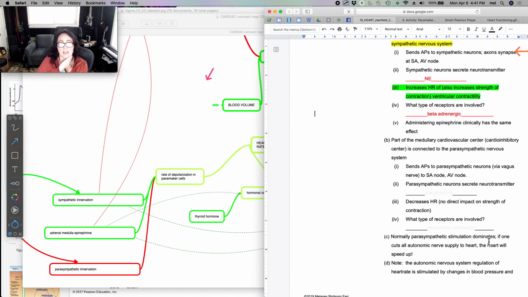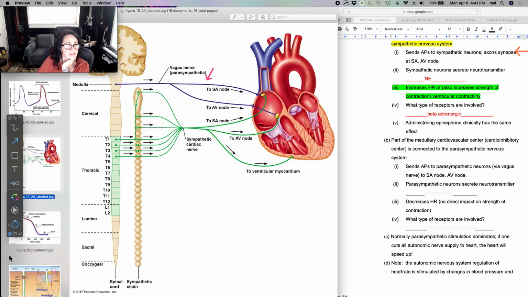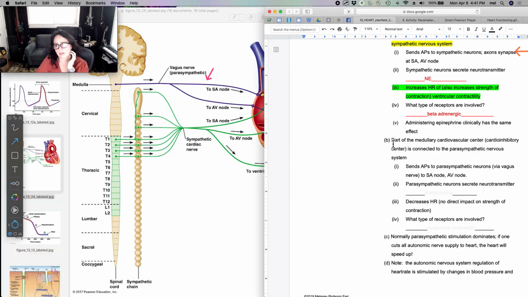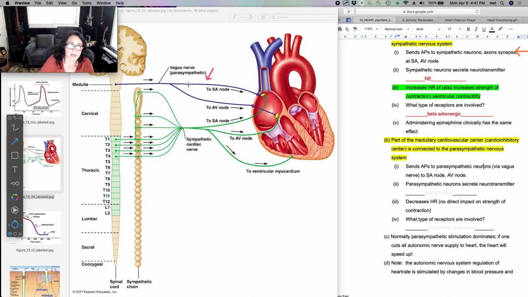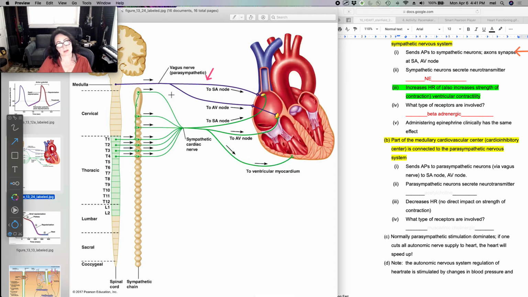Okay, but then the other part of the medullary cardiovascular control center right here, hooked up to the parasympathetic nervous system, is often called the Cardioinhibitory Center because it tends to decrease heart rate. And the Cardioinhibitory Center is connected to the heart via the parasympathetic nervous system. It goes through the vagus nerve, which is cranial nerve number 10. And it sends action potentials to SA node, AV node.